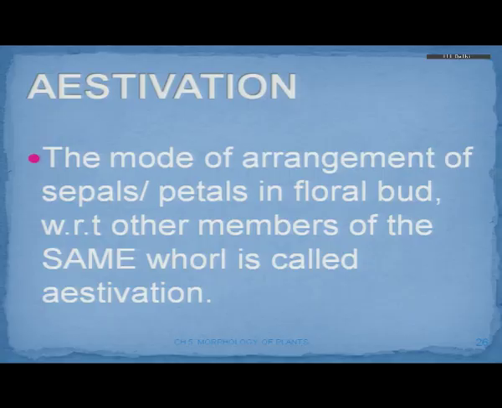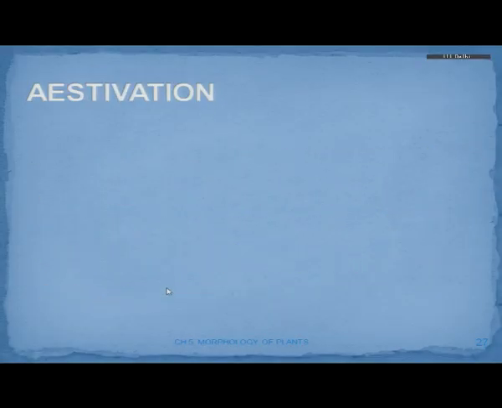Aestivation is the mode of arrangement of petals or sepals in the floral bud with respect to the members of the same whorl. If we are talking about sepals, we will see whether the sepals are overlapping or not, whether they are free or not. Similarly, if we are talking about petals, we will see whether the petals are overlapping each other, touching each other, or completely shadowing each other. So, there are many different types of aestivations.